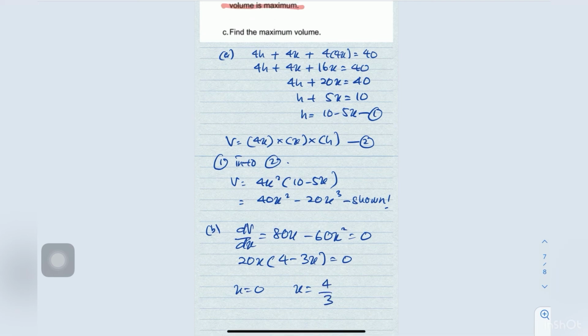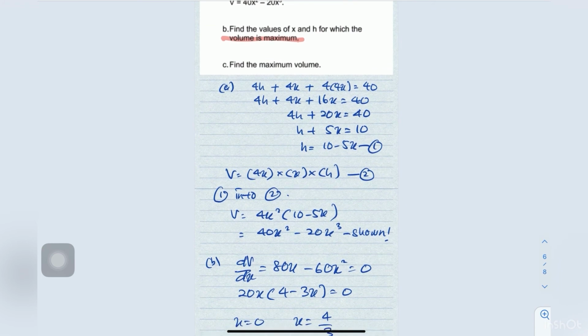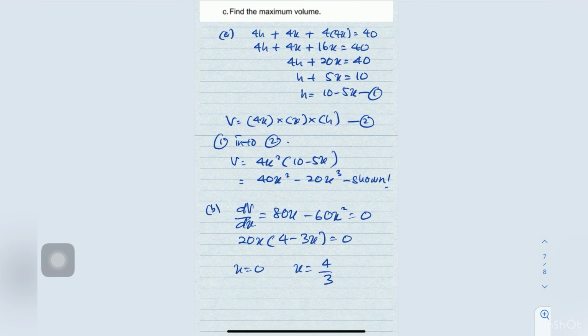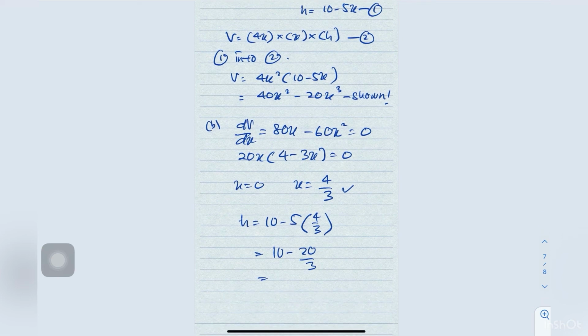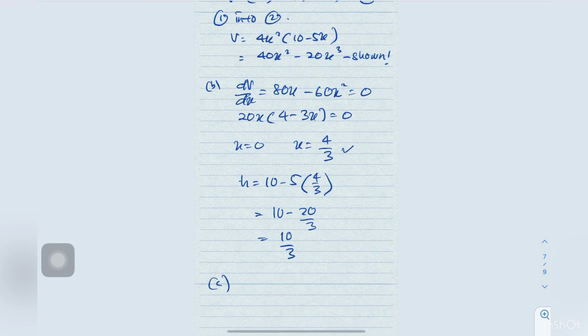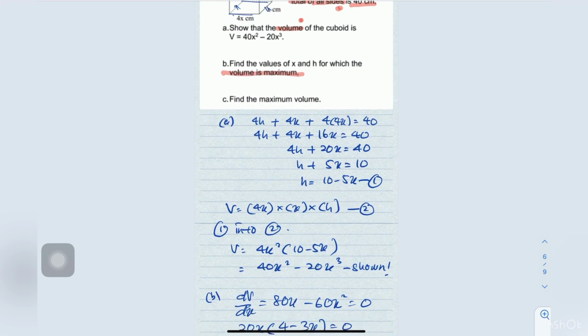Okay, so find the values of x and h. Now we already have x. So to get h, h is 10 minus 5 times 4 over 3. So this one is 10 minus 20 over 3. So we have (30 minus 20) over 3, so h is 10 over 3. Okay, so C. For question C, find the maximum volume.